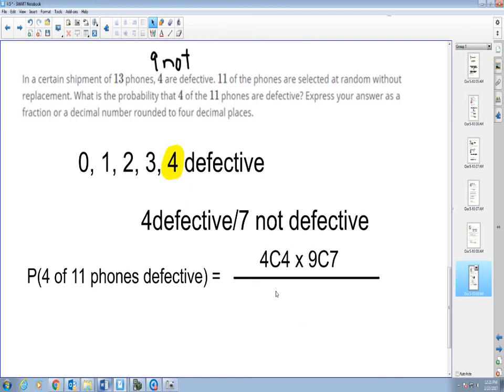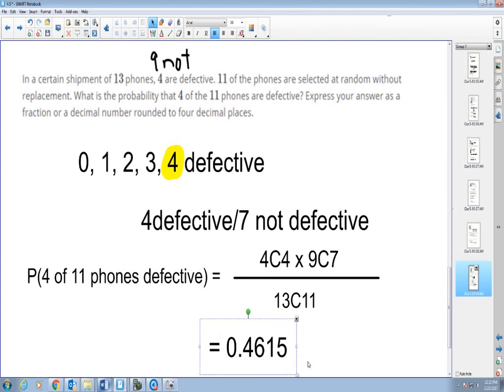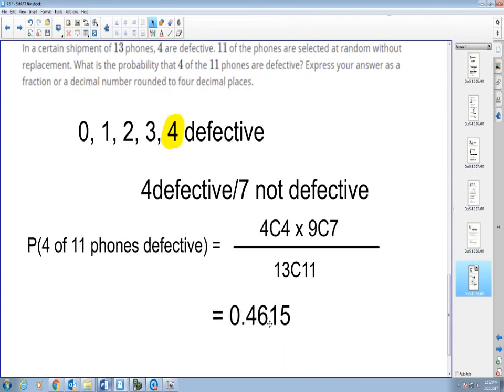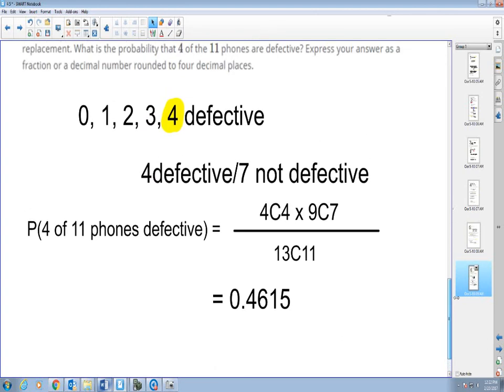Alright, so what's my total possible outcome? Well, there are 13 phones total, and I'm going to select 11 of them. It doesn't matter whether they're defective or not defective. When you put that in the calculator, to 4 decimal places, that will be 0.4615, about a 46.15% chance that we're going to select 4 that are defective. Alright, thank you. This will conclude our lecture video. Thank you for watching.